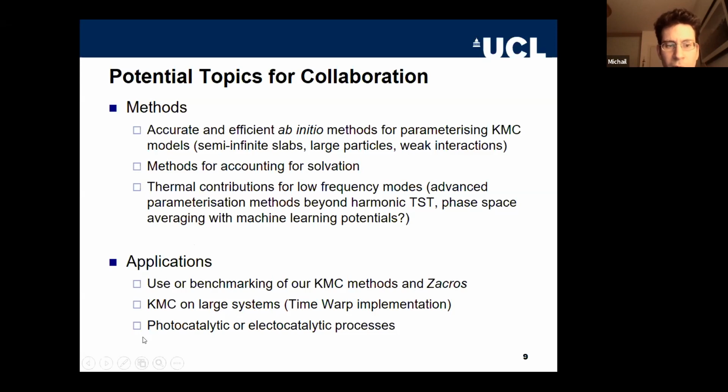And finally, more advanced catalytic processes like photocatalytic or electrocatalytic processes. Maybe we can talk about this with Alex and Jochen. I found some of their presentations very interesting on that front.